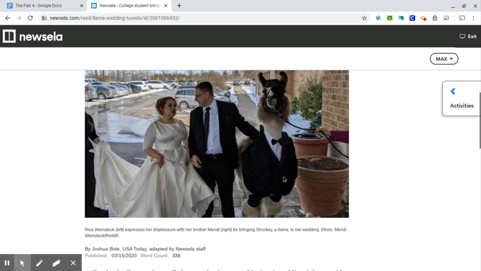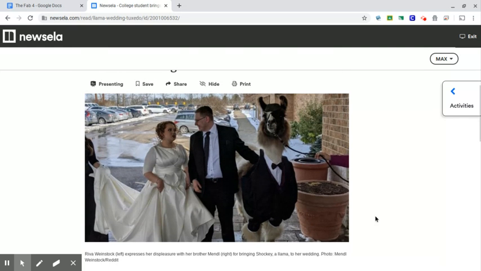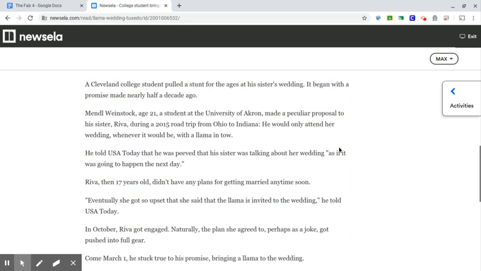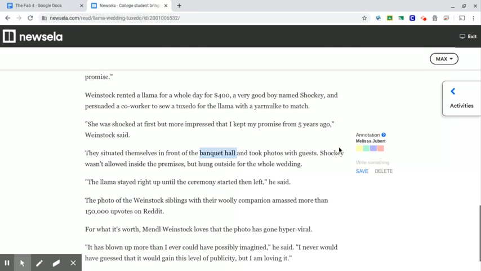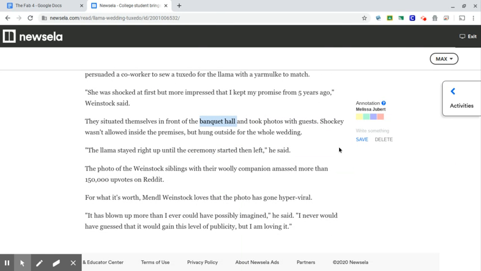Okay, there's some clues in there. Wasn't allowed inside, hung outside. Okay, and if I look at the picture, this building must be the banquet hall. I guess the banquet hall is, what would you guys think? Yeah, it's probably where the party is. Awesome. Okay, so we've also clarified something. Did they let the llama inside? No, they didn't. Let's keep reading.